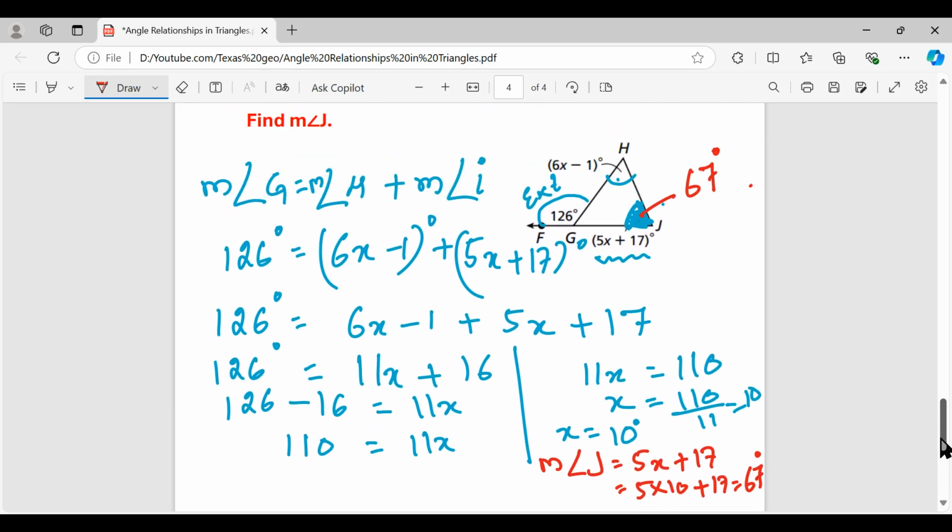So you must learn all these theorems and you must memorize them, because frequently you need these theorems when you solve geometry questions.